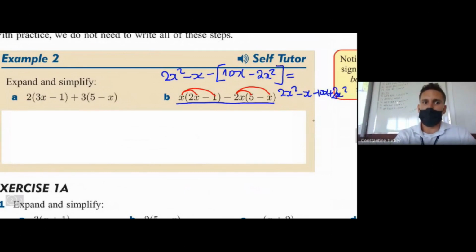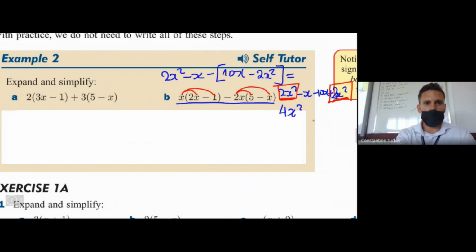Okay, so now what do we have here? We have an extra step called collecting like terms. So you see how this thing right here is 2x squared, and this thing right here is plus another 2x squared. So what is 2 lots of x squared plus another 2 lots of x squared? 4 lots of x squared is correct. So that's going to give us 4x squared.